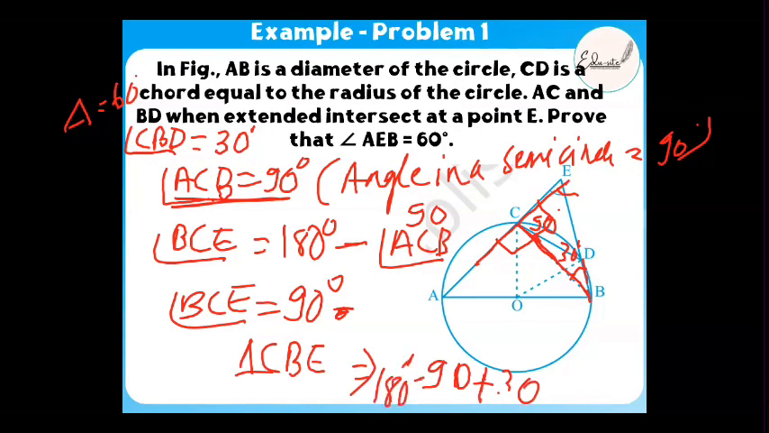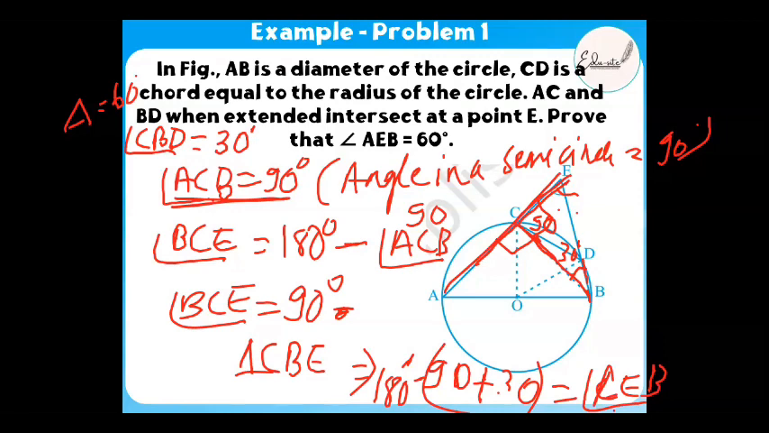In triangle CBE, you are adding up all the angles, 90 plus 30, and subtracting it from the total, 180 degrees. So 180 degrees minus 90 plus 30 is equal to angle CEB or AEB. It's the same, right? What is 90 plus 30? 120. 180 minus 120, what is it? Is it not 60 degrees?